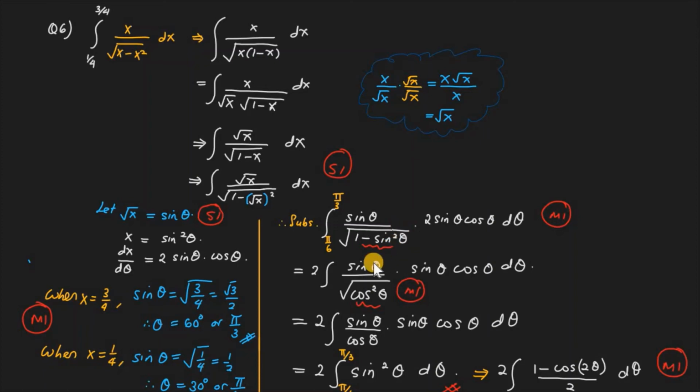Okay, as you change it, you need to use an identity there, cosine square. This 1 minus sine square is cosine square. And simplify. Okay, let me scroll out. Did you get this?